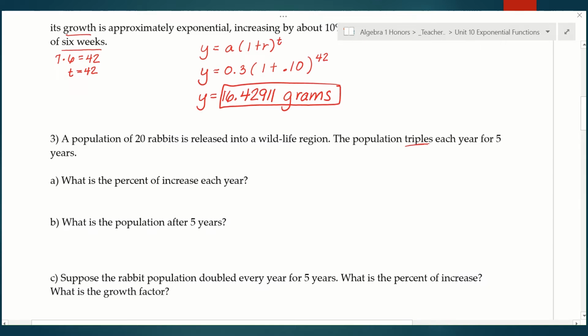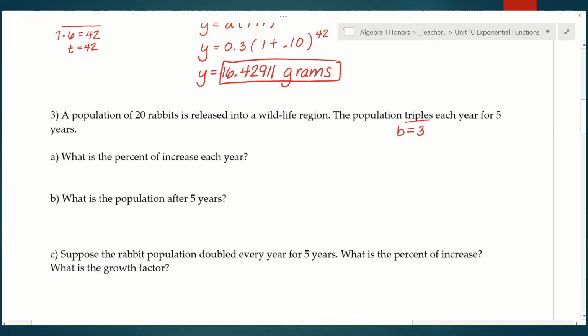What that means is that our growth rate is unknown, okay? Our growth factor is 3. So this is where I really want to make sure you know the difference between growth rate and growth factor. The rate is the percent. The factor is what you get after you add or subtract the percent to or from 1.